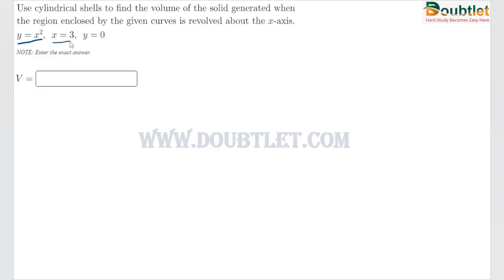x is equal to 3 is the vertical line that is perpendicular to the x-axis, and y is equal to 0 is the equation of the x-axis itself. So first of all, we have to draw the diagram that these curves represent. So if we just draw the x, y axis, like this is x and this is y axis.